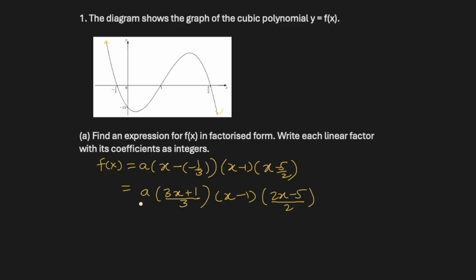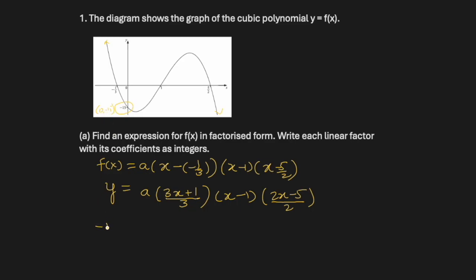Now this a is the problem. We don't know what this a is. So what will I do? I will substitute some point. Let me write y here. In place of f(x) I'm writing y. So let me choose a point which is not one of these 3 points. Some fourth point is needed, and that fourth point is this. Negative 15 is the y-intercept. So it is (0, minus 15). This is what I'm going to substitute here.